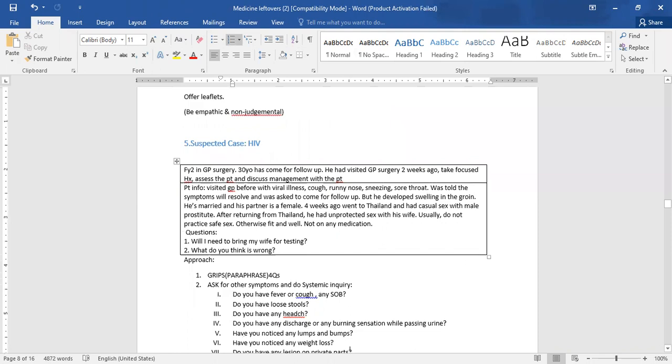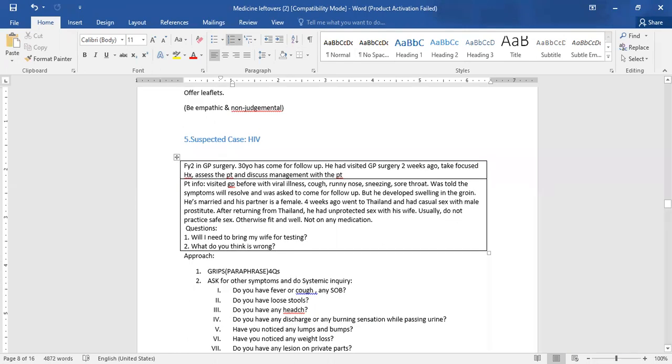Now the next scenario is a suspected case, in which you are just suspecting HIV, you are not sure. The scenario is that you are referred to the GP surgery. A 30-year-old has come for the follow-up. He had visited the GP surgery 2 weeks ago. Take a focused history, assess the patient, and discuss management.